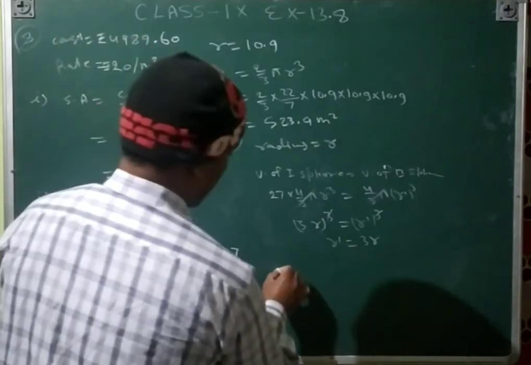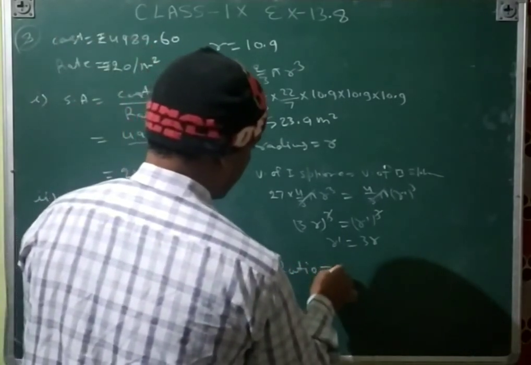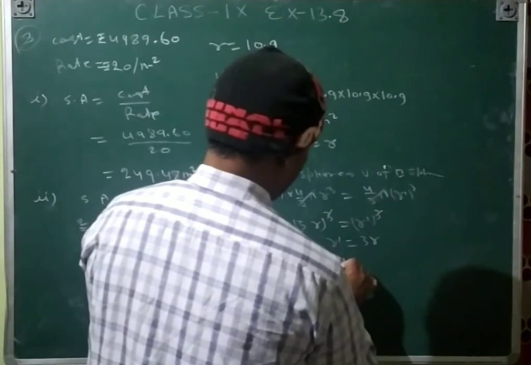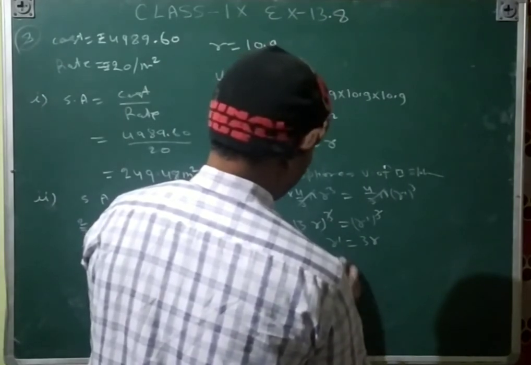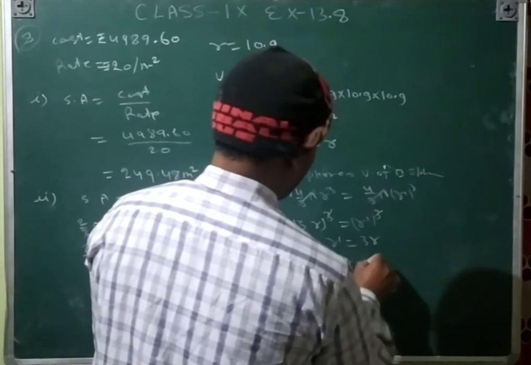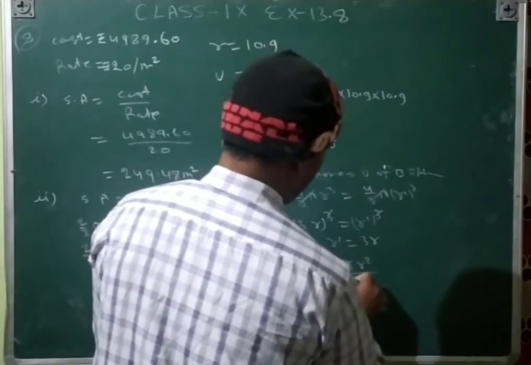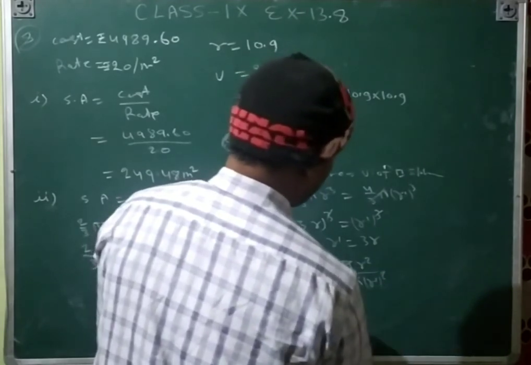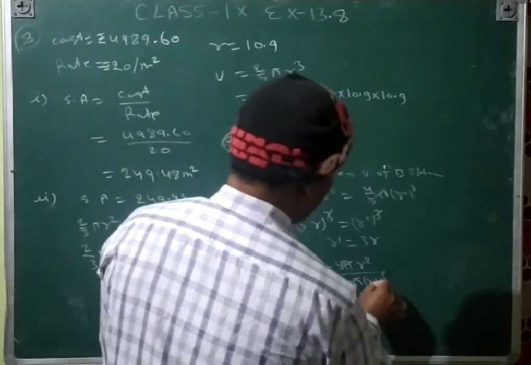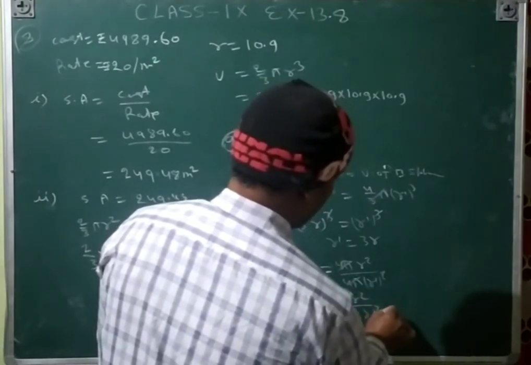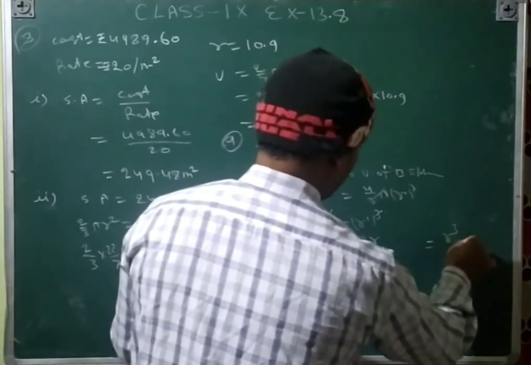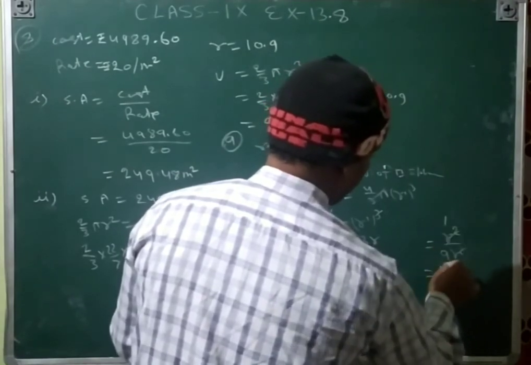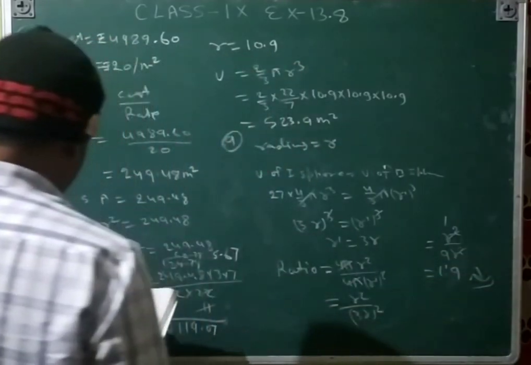The ratio of surface areas is 4 pi r square upon 4 pi r dash square. 4 pi cancels by 4 pi, so r square upon r dash square, and r dash square is 9 r square. So r square upon 9 r square becomes 1 upon 9. That is the final answer.